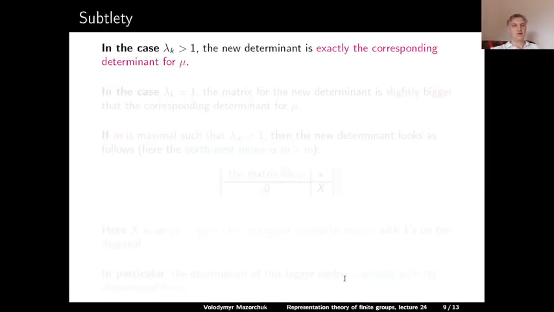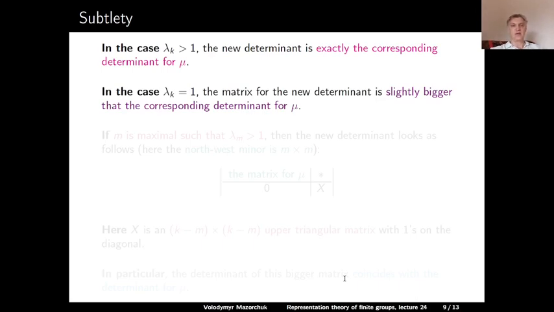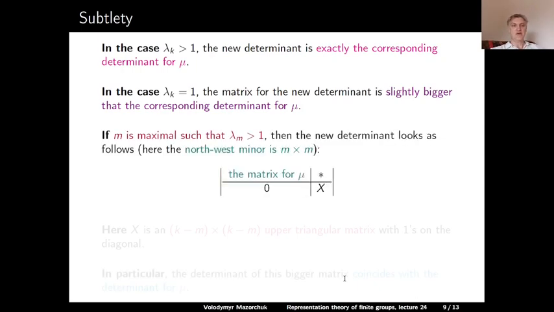What exactly do we mean by basically the determinant for mu? If all parts of lambda are greater than 1, then the new determinant which we get is exactly the determinant for mu as given by the determinantal formula. In case the last part of lambda is equal to 1, and maybe some other parts of lambda are equal to 1, then the matrix for the new determinant will be bigger than the corresponding matrix for the determinant for mu. If we denote by m the maximal part of lambda which is greater than 1, then the new determinant which we get will have the following form.